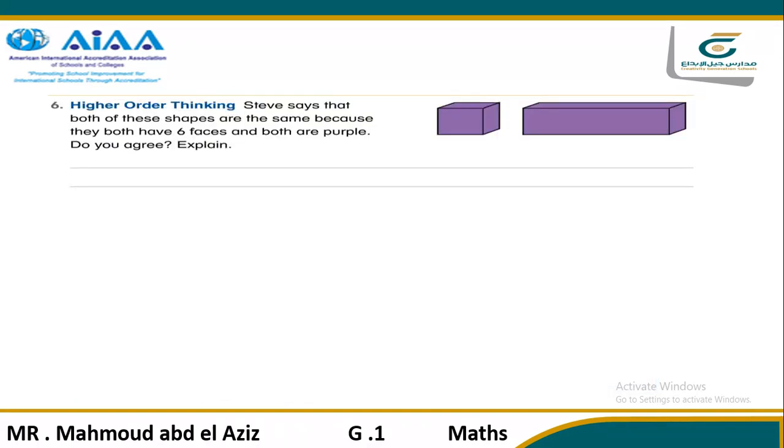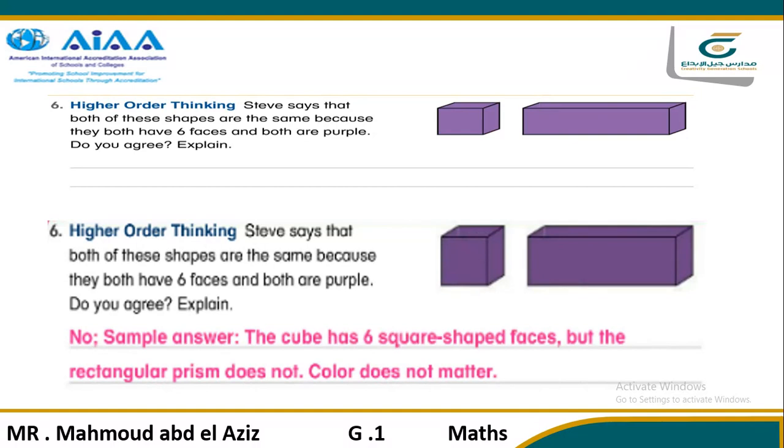Another question. Steve said that both of these shapes are the same because they both have 6 faces and both are purple. Do you agree with Steve? Of course, no. Why? The cube has 6 square faces, but the rectangular prism doesn't. And color doesn't matter here. We said before, color doesn't define shapes. So they are different. One of them is a cube and another one is a rectangular prism.